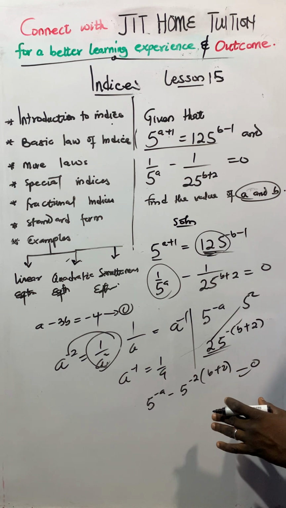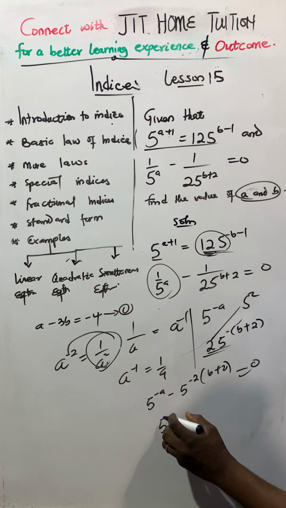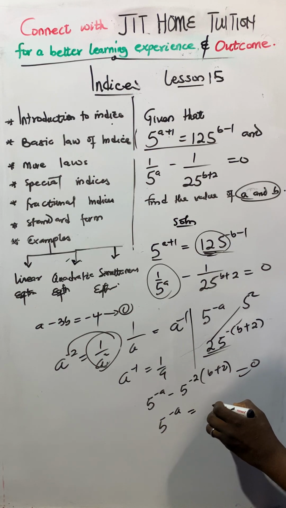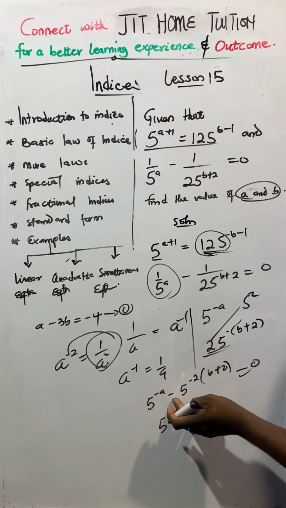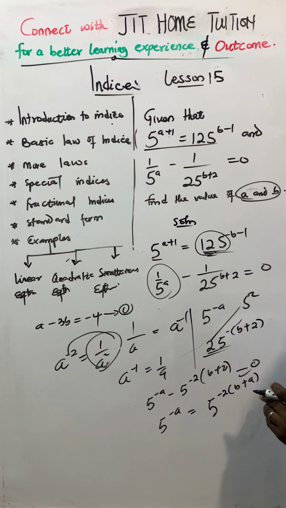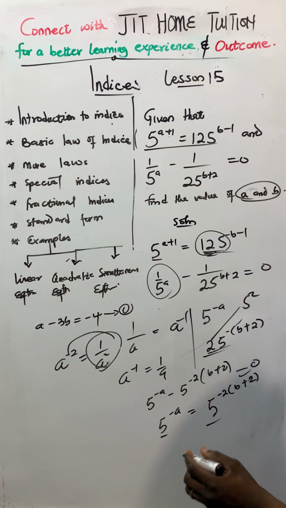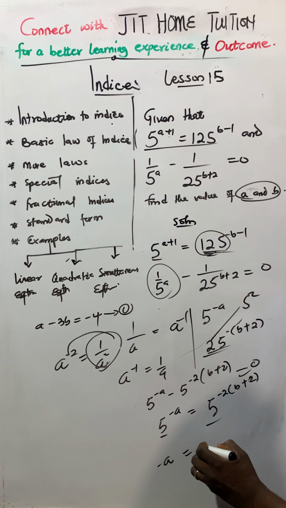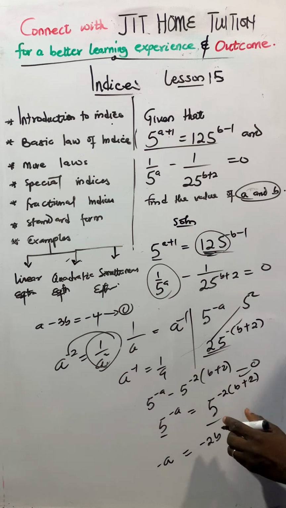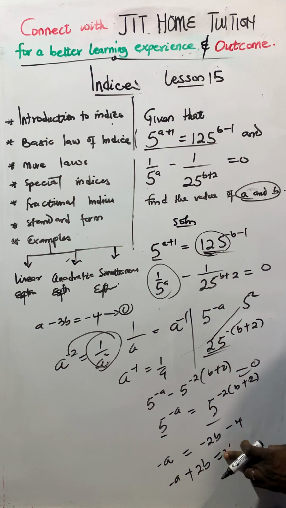Now from here, what you're going to do is to move this one to the other side of the equation, giving you 5 exponent negative a equal to, it was negative, when it crosses it becomes positive. So you have 5 exponent negative 2b plus, sorry, b plus 2 rather. Since the bases are the same, you equate the powers, giving you negative a equal to negative 2b, because you expand it, minus 4. So you move this one to the other side of the equation, giving you negative a plus 2b equal to negative 4.